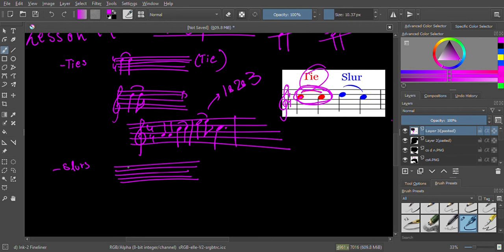So let's say I have this, and this line here. What this means is that I play these notes without any stopping, without interrupting. Now let's see what that means. So normally when I'm playing notes, there's a gap in between each note.